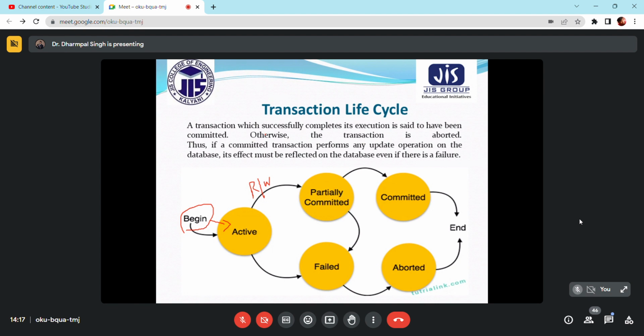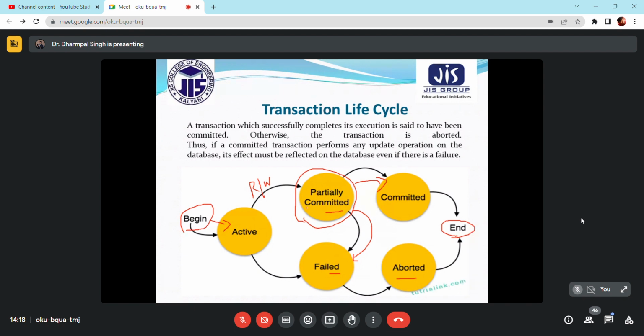The partially committed state says when you can finish the transaction. After the read and write operations are completed, when I am going to write things in memory or stable storage, it will be checked whether the space is free or not. If the space is free, it goes directly from partially committed to committed. If the space is not free, then from partially committed there is also another line to the fail state. After fail it goes to abort, and after abort it goes to the end state.